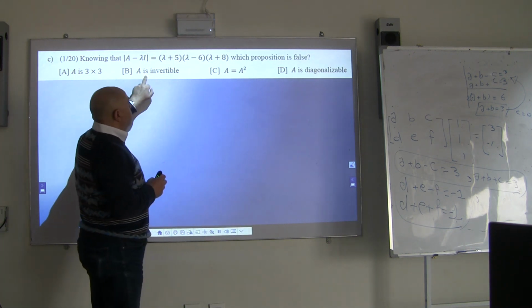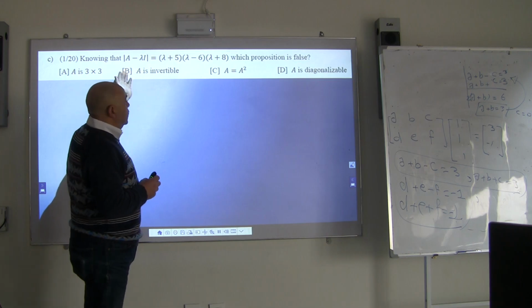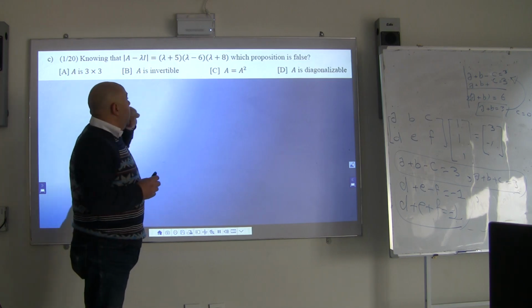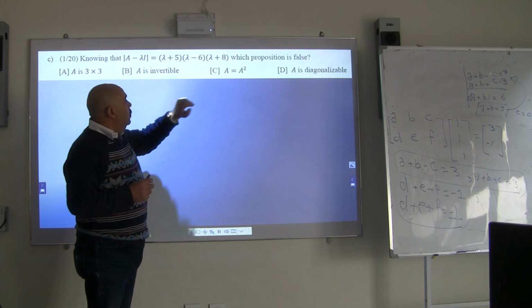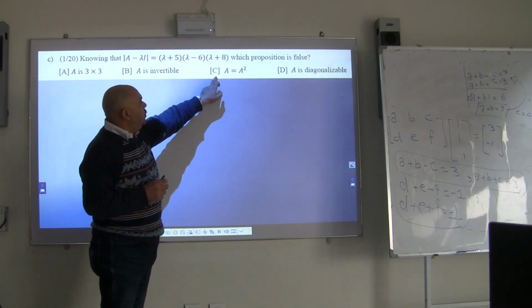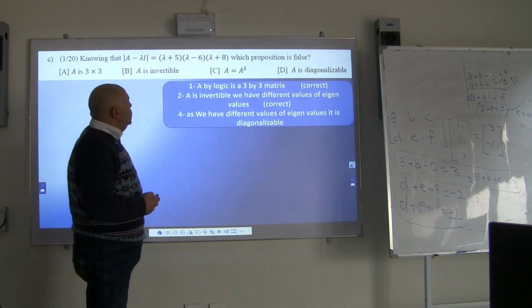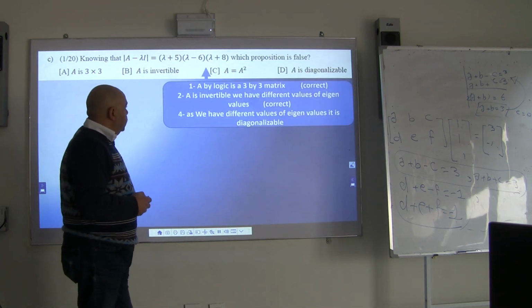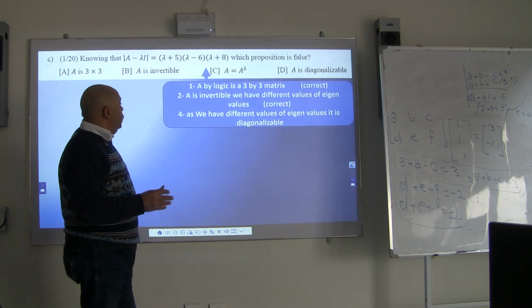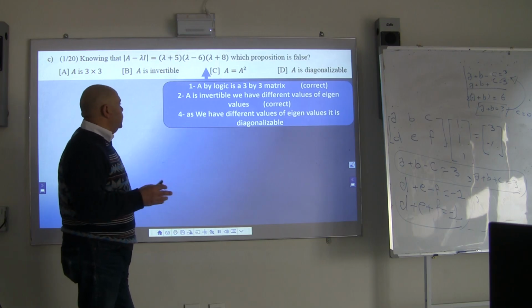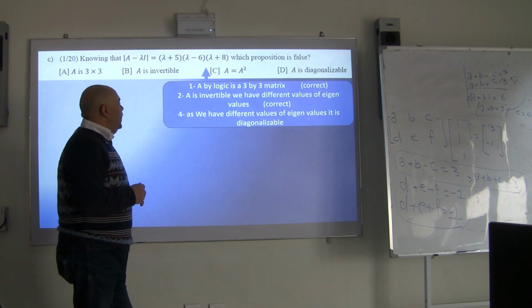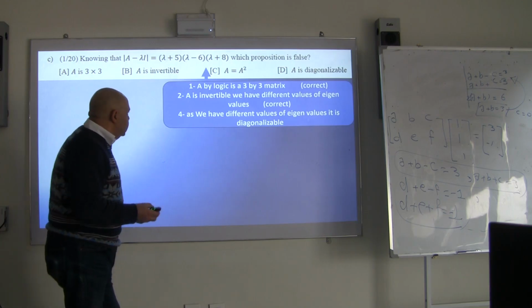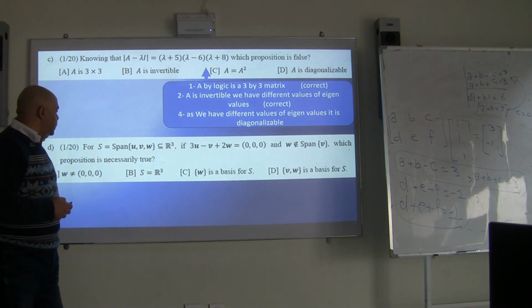It's going to be, of course, invertible since you have certain values for them, and there is no lambda equal to 0, so it is invertible. What's not correct or necessarily correct in this one? So the right answer will be number C. Stated for you by logic, A is a 3 by 3 matrix. Number 2 is invertible since you have different values of eigenvalues. As you have different eigenvalues, it is diagonalizable, so it all makes sense.